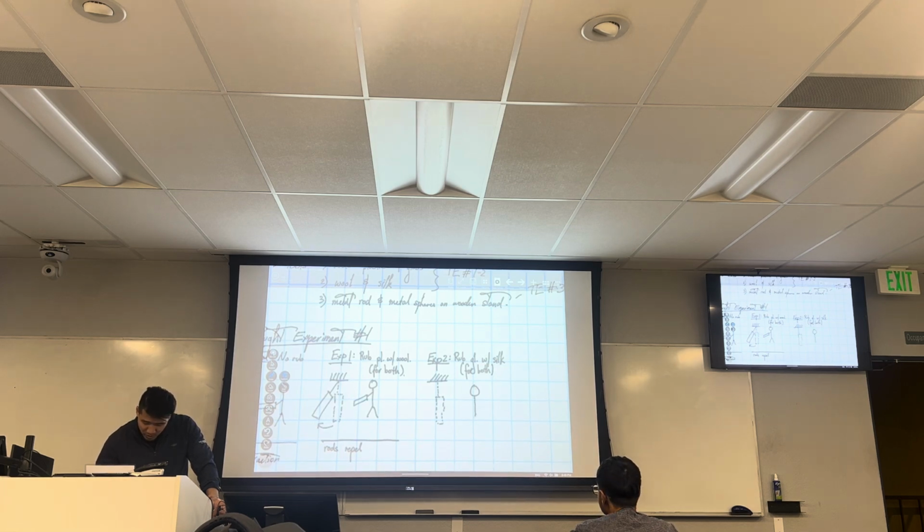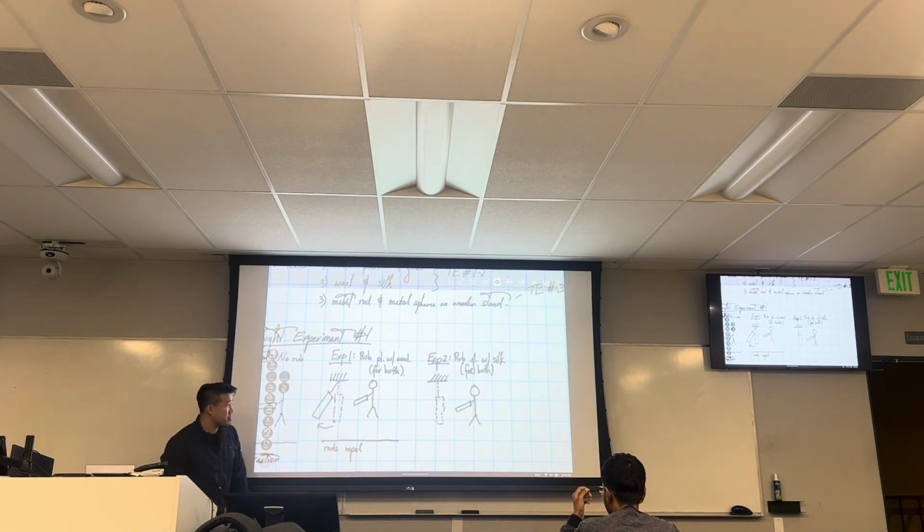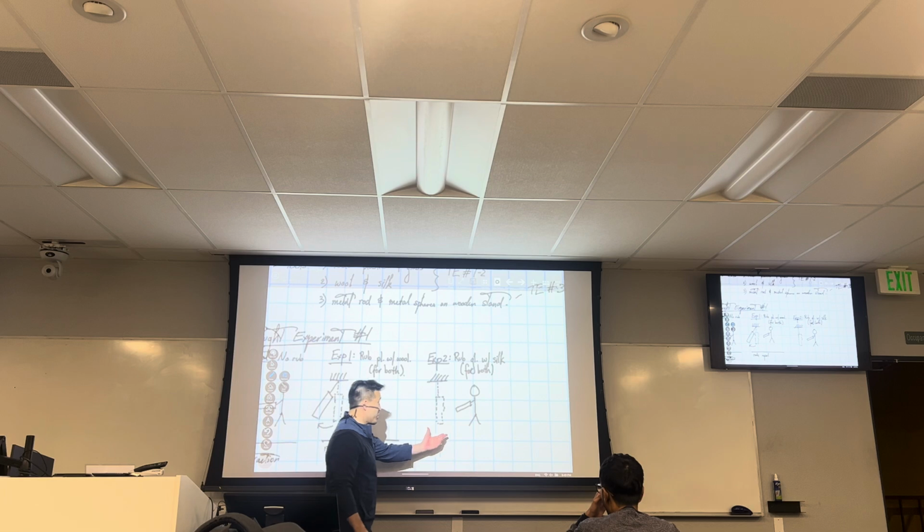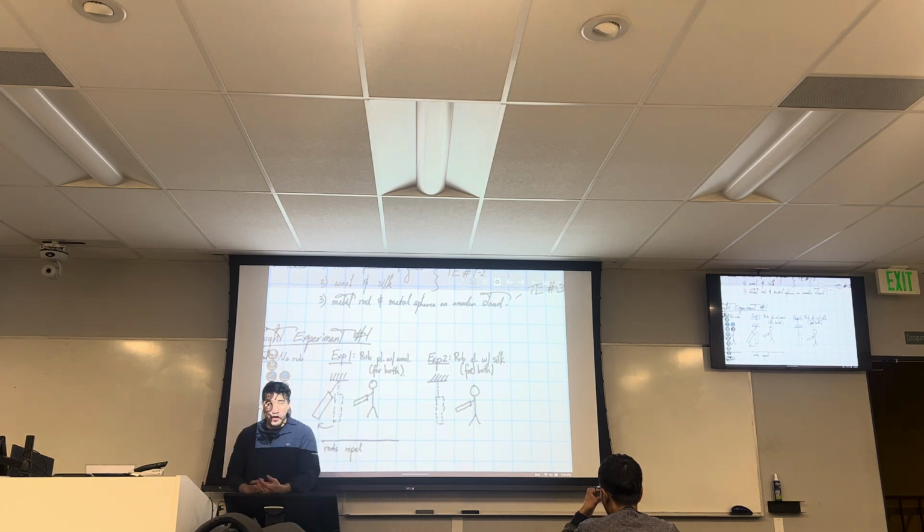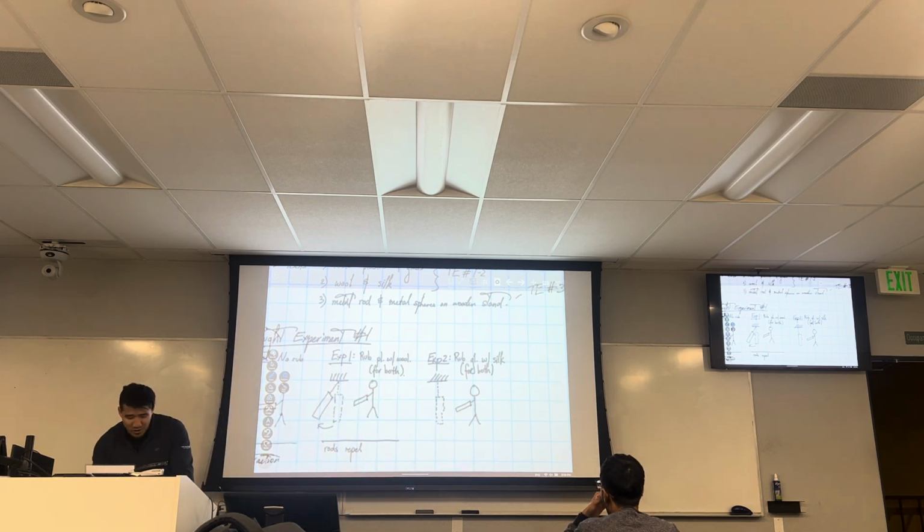This time we bring a glass rod rubbed with silk, and we are bringing it into close proximity to another glass rod rubbed with silk. And the options are the same. Is it going to attract, repel, or no interactions? Let's see a show of hands.